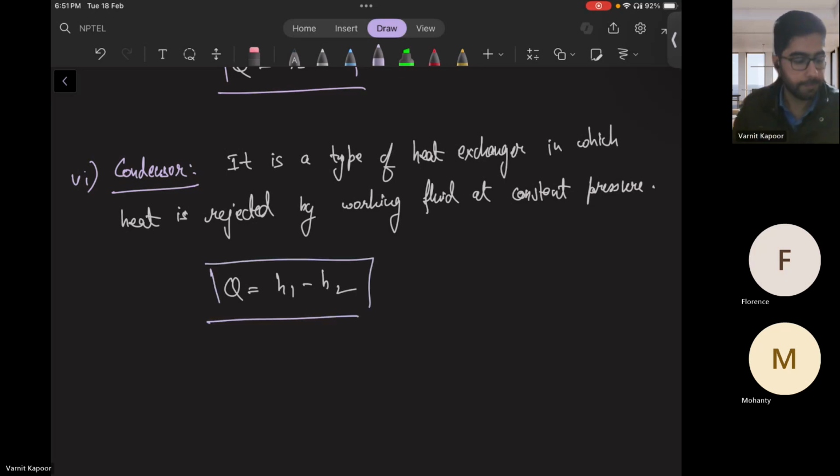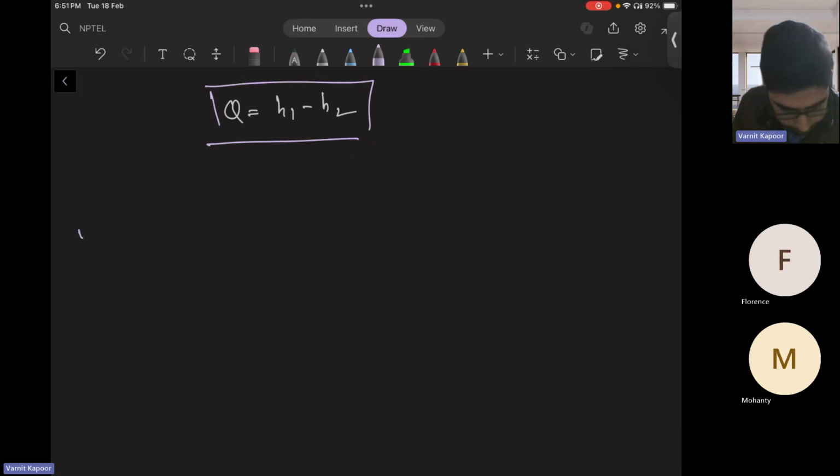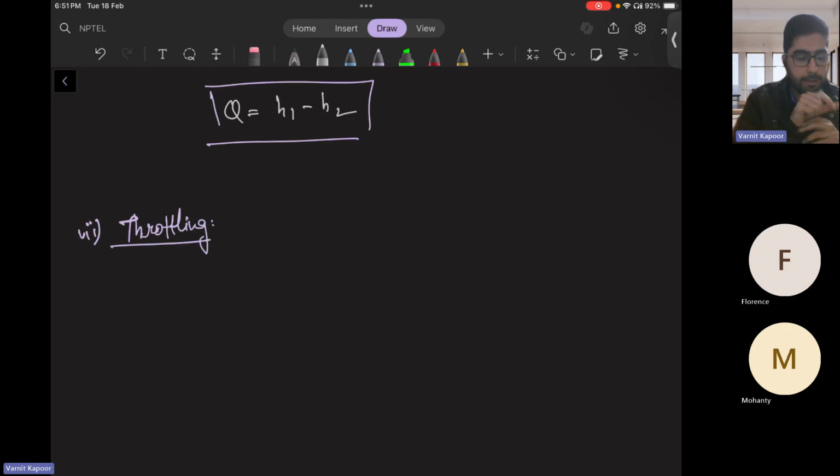All right. Next is a throttling device. We'll see the throttling device again in your refrigerators. Okay, throttling device. So it's a flow through a restricted passage. Particularly an open valve or a porous plug is known as a throttling device. Okay. Flow through a restricted passage.